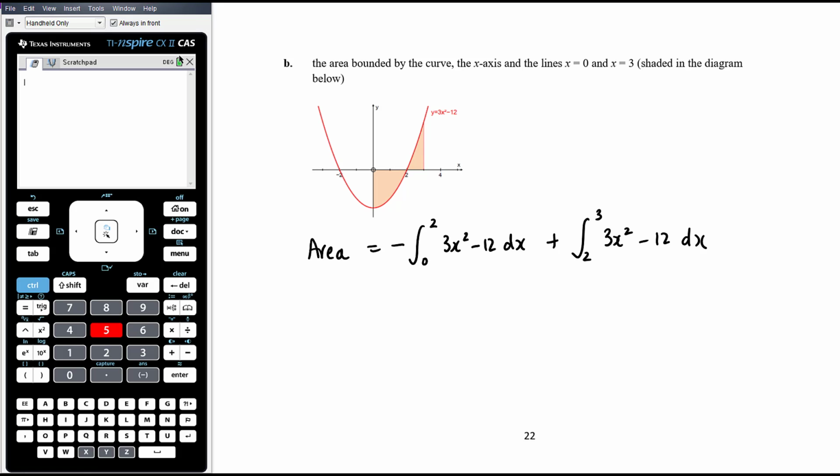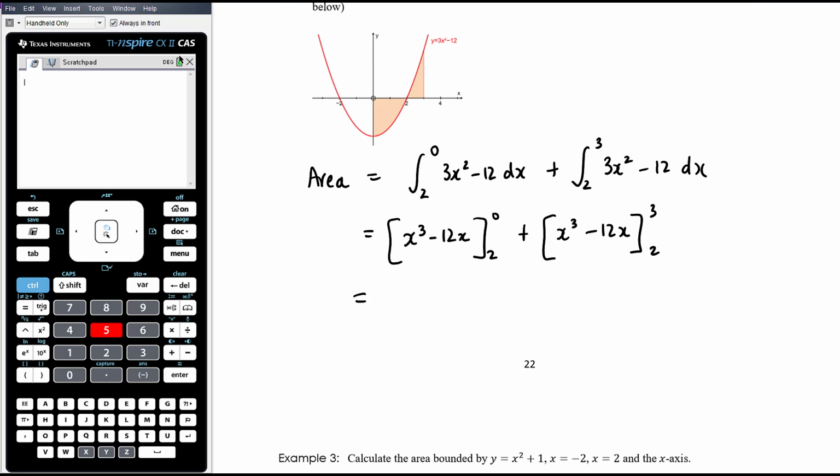Now personally, rather than have negatives hanging around, since it's easy to lose them, I prefer to substitute the limits the other way around and write it this way. The antiderivative we've already worked out previously, so we know that's going to be x cubed minus 12x. We're doing that from 2 to 0, plus then x cubed minus 12x from 2 to 3.